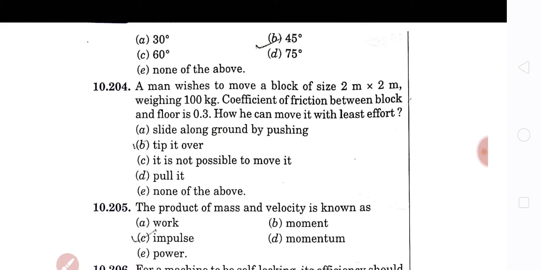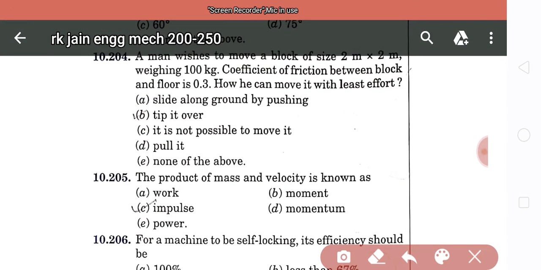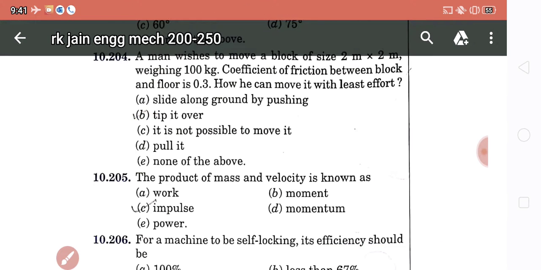First, question 204: A man wishes to move a block of size 2 meter into 2 meter weighing 100 kg. Coefficient of friction between block and floor is 0.3. How can he move it with least effort? Answer will be B, tip it over. Next question.